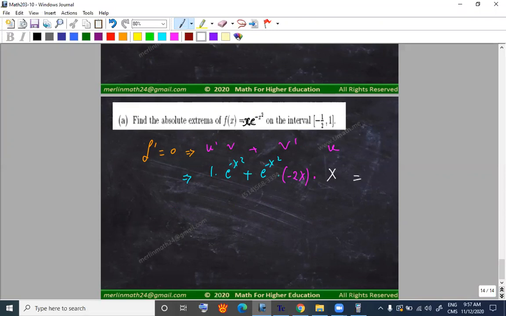Okay, you're silent. Why? Okay, v prime. This is my v prime. Any question on the derivative of the e? No. Okay, perfect. Now, I want to solve it.